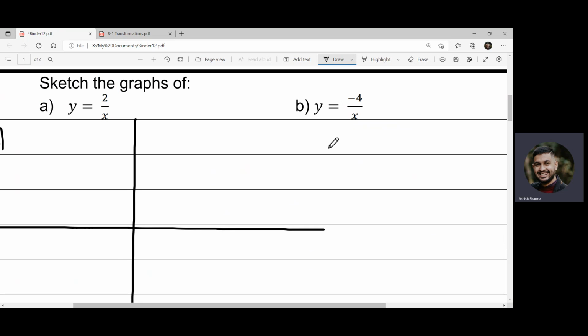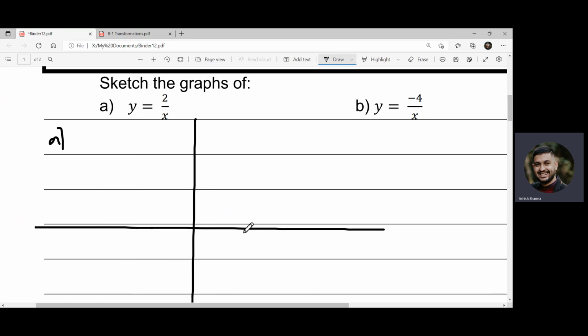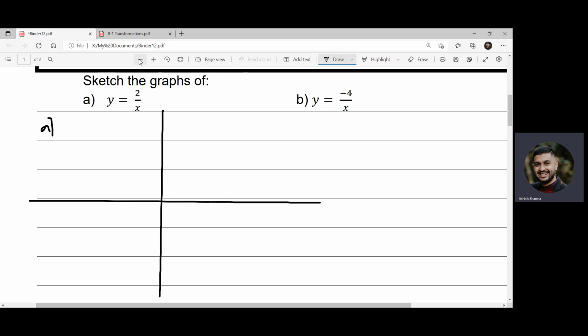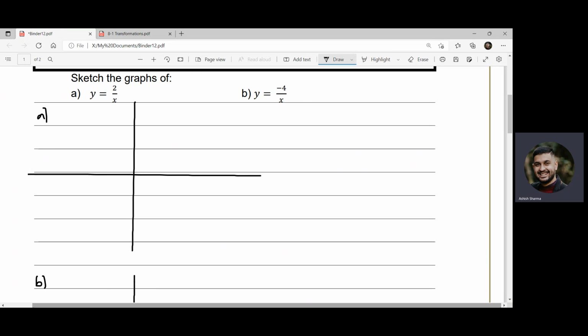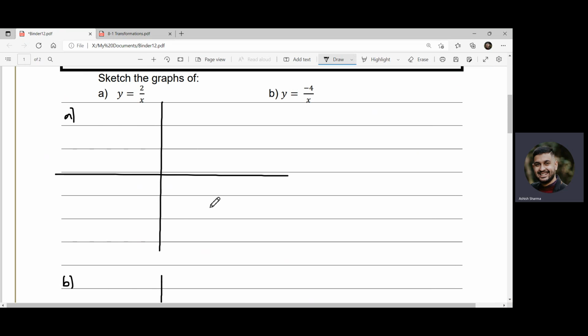So what we've got here are a couple of simple sketches. We've got to sketch y equals 2 over x and y equals 4 minus 4 over x.